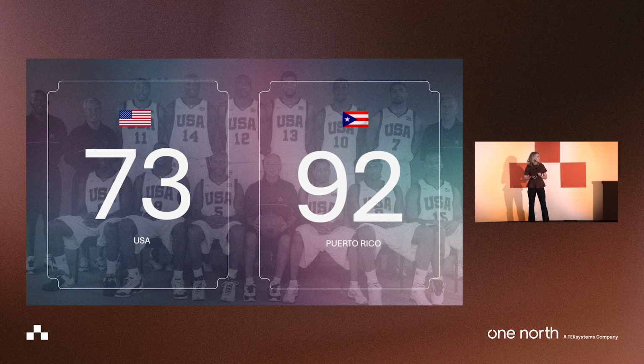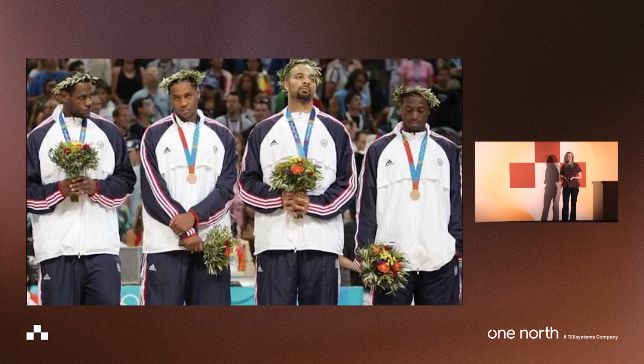A crushing loss to Puerto Rico, 73-92. We go on to lose again to Lithuania and Argentina and finish in a super disappointing bronze medal. You can see it on their faces here. So that's a cautionary tale. That's a team that had no Ether, a bunch of superstars, but no Ether.